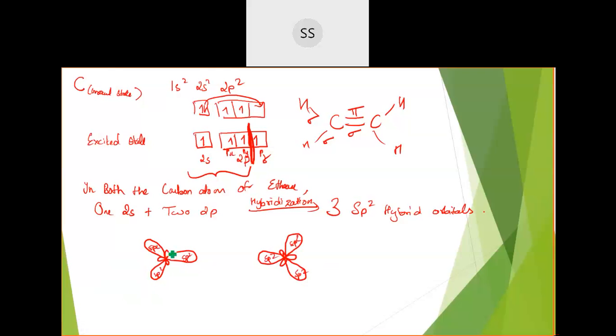The unhybridized p orbital I am taking here, and over here. pz and then pz. This is in one carbon and this is in the second carbon.